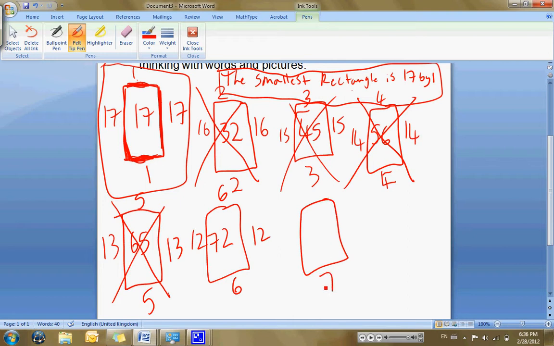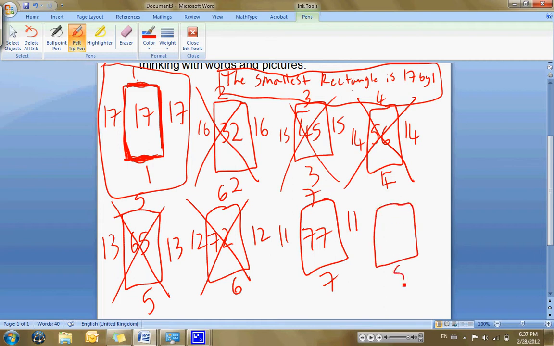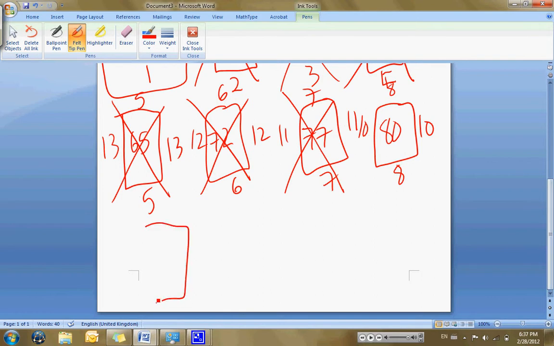Now 7 and 11. 7 times 11 is 77. This is not the largest now. So now go on again. 8 and 10. 8 times 10 is 80. So now this is not the biggest. So go on. Next is 9 and 9. So 9 times 9 is 81. So this is not the biggest now.